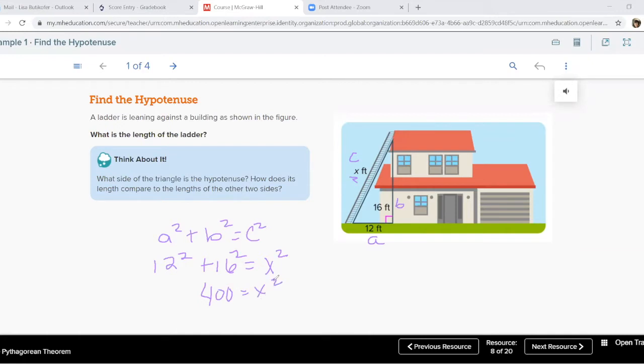Now your x cannot stay squared. We want our x to be just x. So the opposite of that side being squared is to do the square root of 400. The square root of 400 is 20. So our x right here is 20.